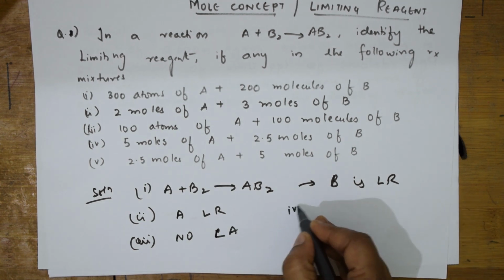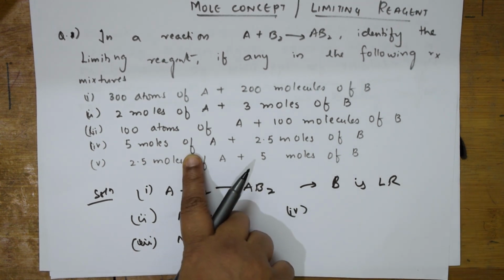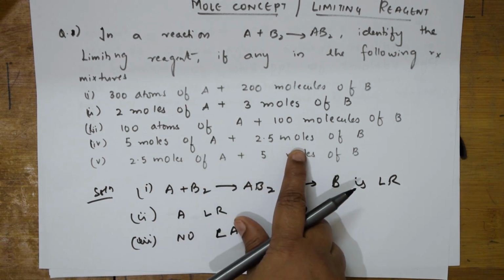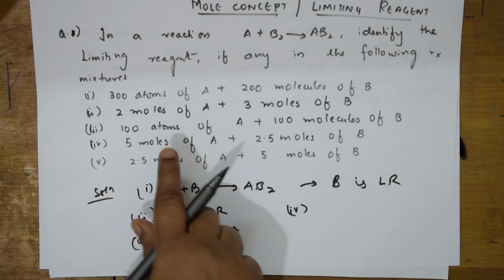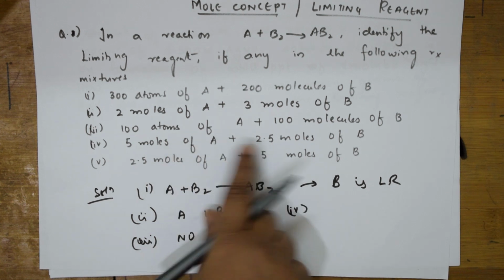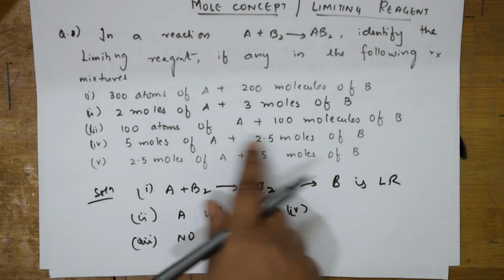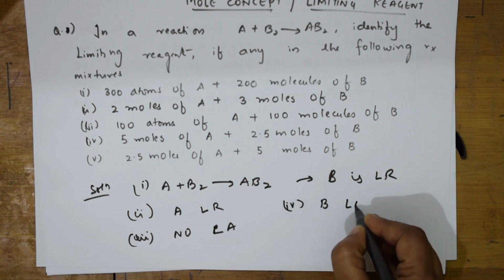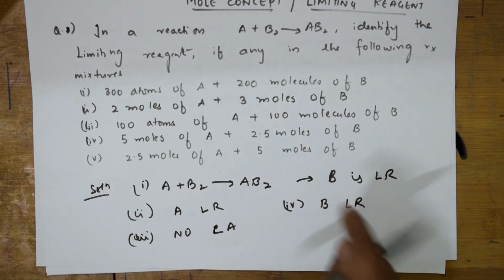Yes, let us write the fourth one. 5 moles of A and 2.5 moles of B. So 2.5 moles of B requires only 2.5 moles of A to react. Now I can see directly which is consumed more. B is consumed more. So B is a limiting reagent in this case. Whichever is consumed more is the limiting reagent.